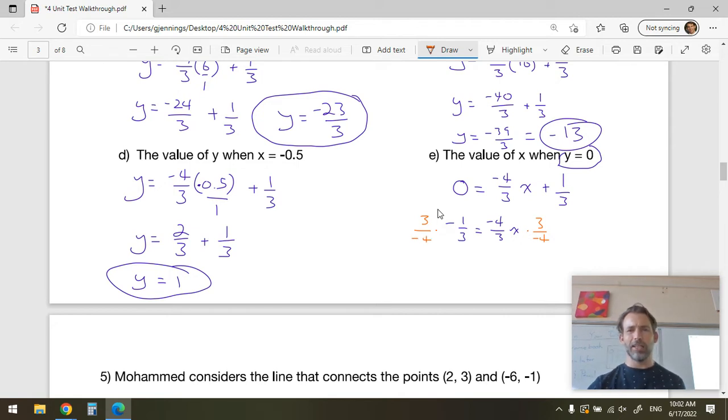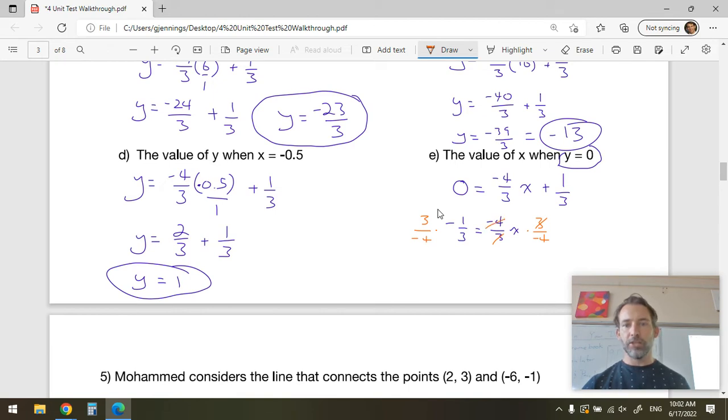I think this is the most elegant way to solve this type of problem. This will save you some work and some time. When I have a fraction here that I want to remove, just multiply by its reciprocal. Flip the fraction and multiply both sides of the equation by that, because your 3 will cancel your 3: one's on the top, one's on the bottom.